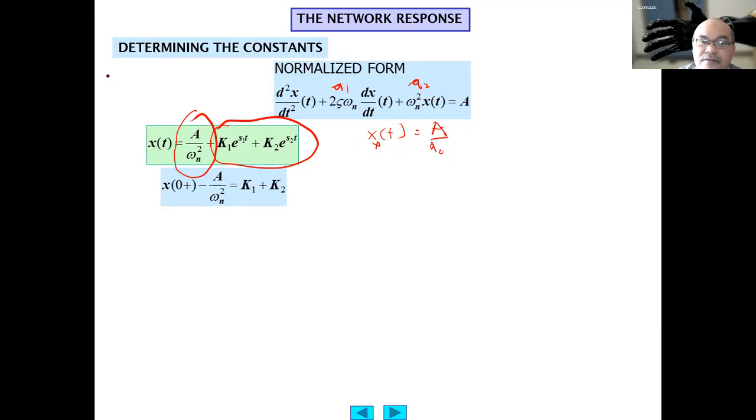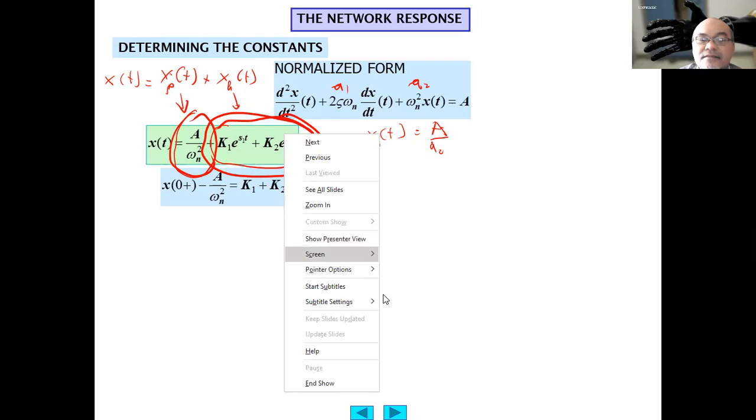Since we know x(t), the general solution equals the particular solution plus the homogeneous solution. So this comes from the homogeneous solution, and this is from the particular solution. Remember, the homogeneous solution, as we have derived in the previous two slides, has three cases: overdamped, critically damped, and underdamped.